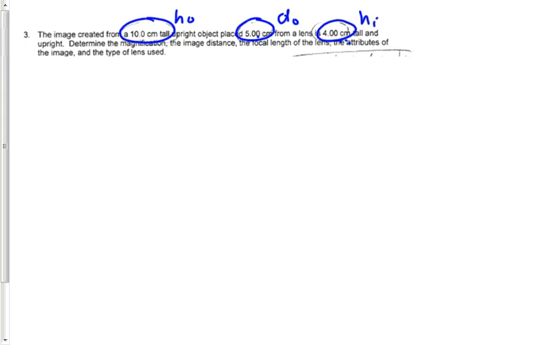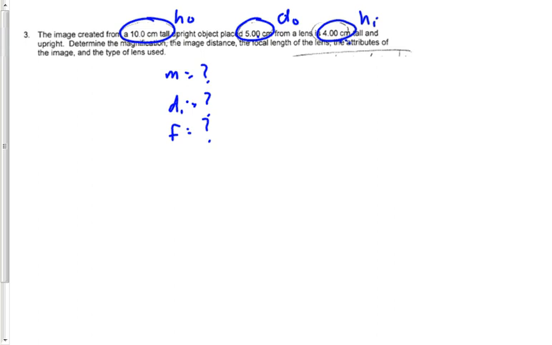We want to find the magnification. We want to find the image distance. We want to find the focal length, the attributes, and the type of lens. But when we calculate these things, we're going to get all of those things out of it, right, from the signs that we get from these answers.